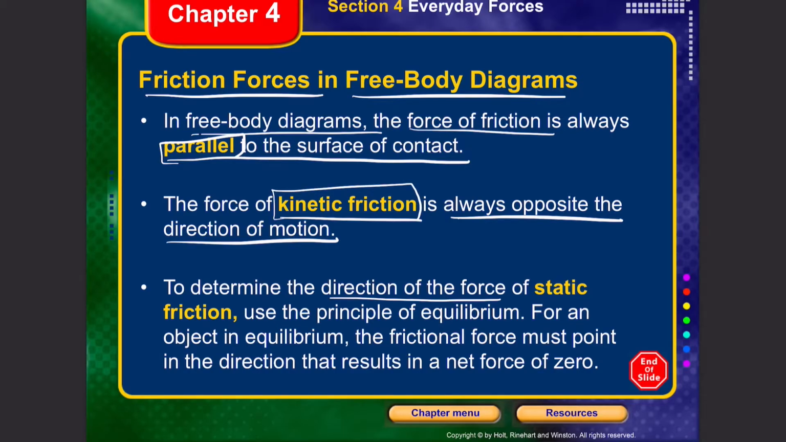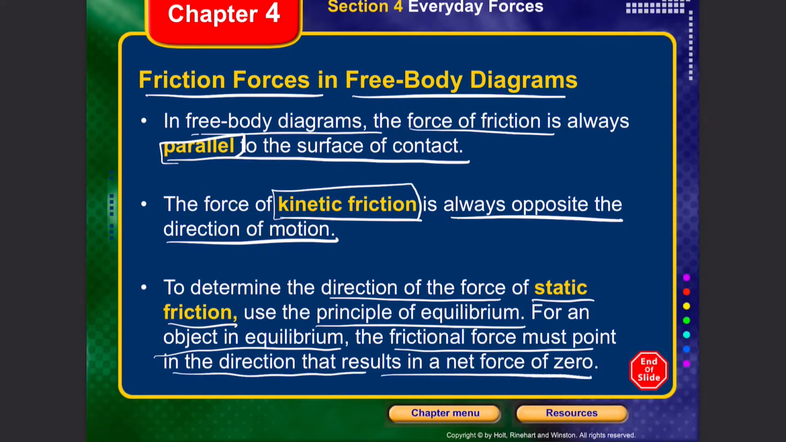Now, to determine the direction of the force of static friction, we generally use the principle of equilibrium. For example, if an object is in equilibrium, the frictional force must point in the direction that results in a net zero force. For example, let's consider an inclined plane. Now, the weight is pushing it downward, which means that the friction is acting upward. So this is friction, and this is the force.